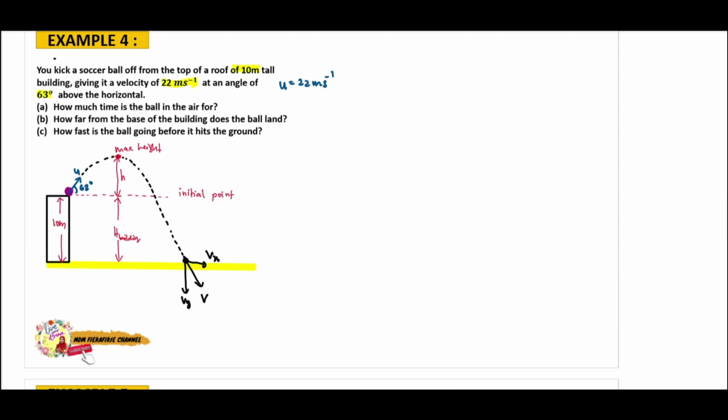Okay. And then let's try to resolve first Ux and Uy. Ux ke kanan. Uy is upward. Okay. So Ux should be 22 cos 63. And it will give you 10 meter per second. Check tekan calculator. Practice tekan calculator. This one 22 sin 63 and it's equal to 19.6 meter per second. Okay. So how much time is the ball in the air for? Berapa lama masa bola itu berada pada udara sebelum dia jatuh ke tanah?